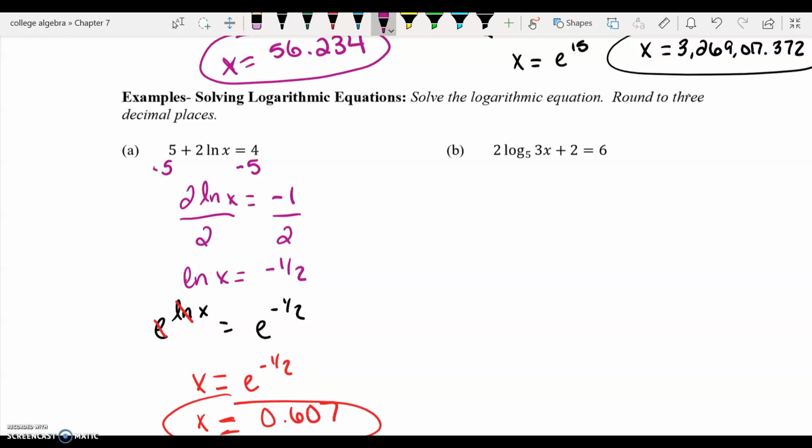Next one, same thing. Try and get it by itself and solve it. So on this one, first thing I want to do is subtract the 2.